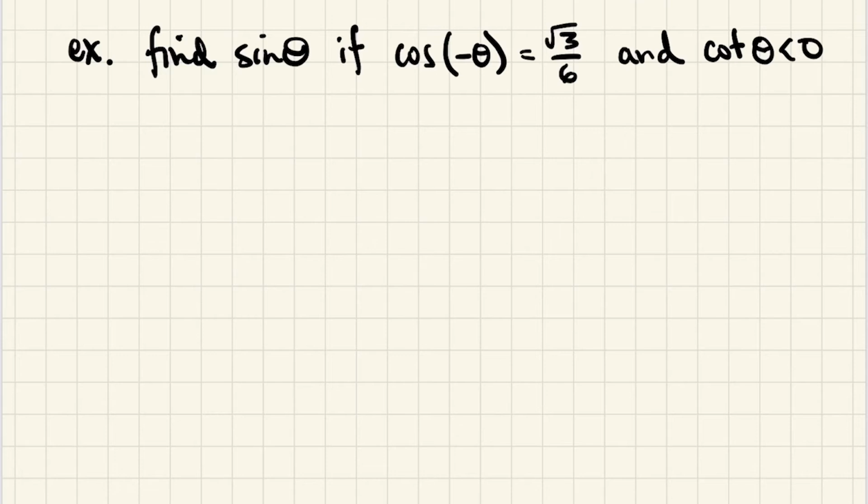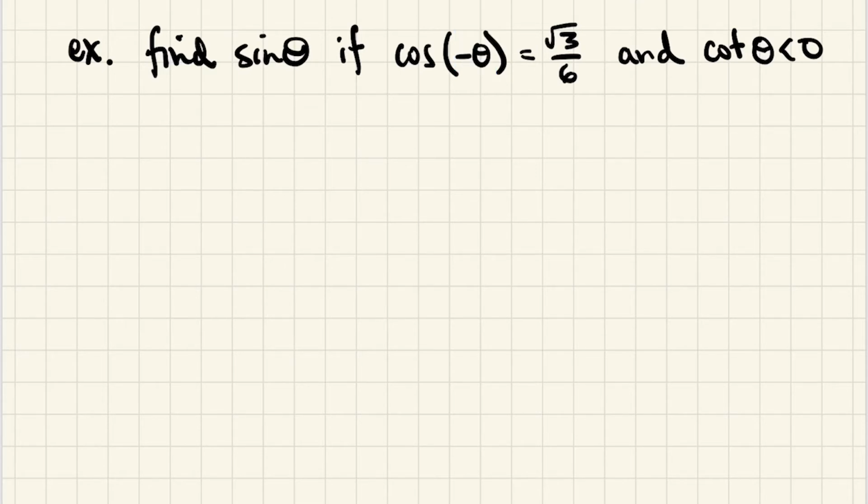All right, so we are interested in finding sine of theta, and we're given cosine of negative theta, and we're also told that cotangent of theta is negative. So first of all, we have two angles in this problem. We have theta, but also we have negative theta, right? And these are actually different angles.